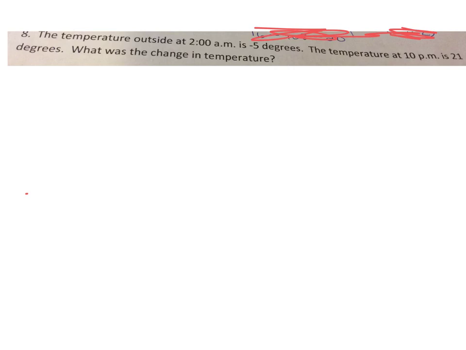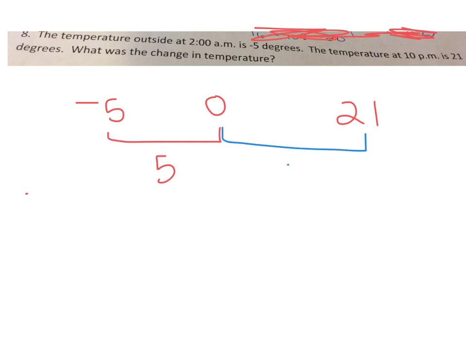We need to think about how a thermometer works. So we have negative 5 here, and we're going to go up to 21. To go to 21, we've got to get to 0 first. So there's a 5 degree change right there from negative 5 to 0. And then we've got to go from 0 to 21, so that's a 21 degree change. So the change in temperature that day was 5 plus 21. We should have a 26 degree temperature change.